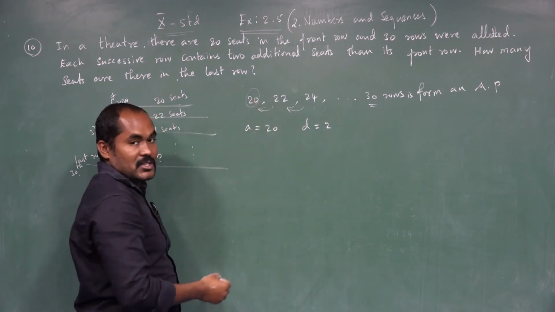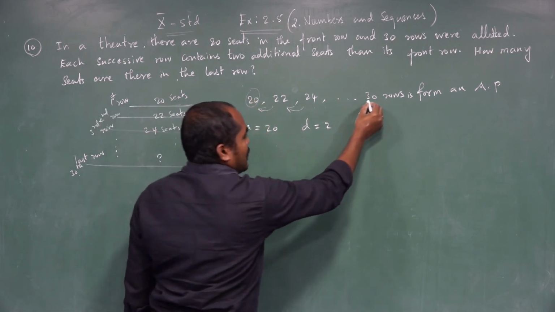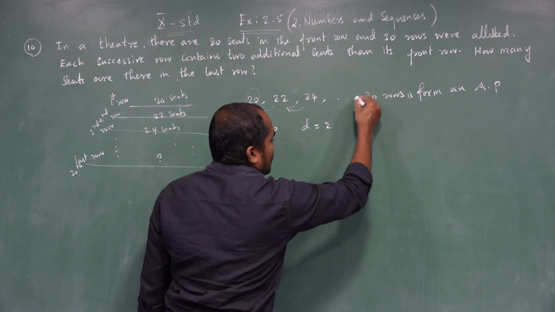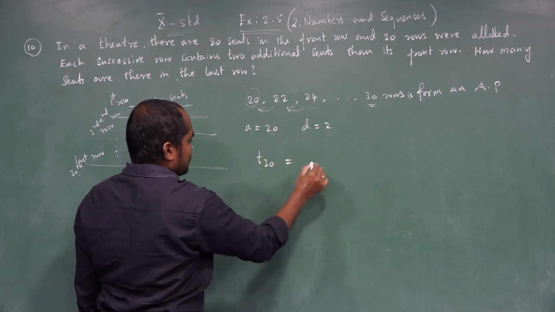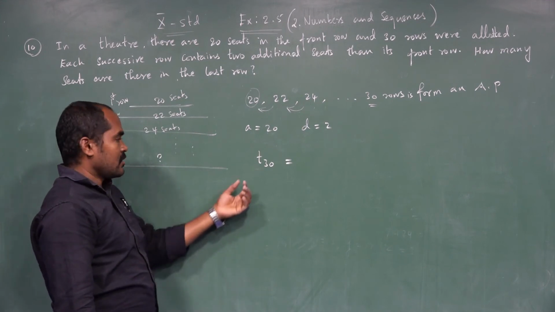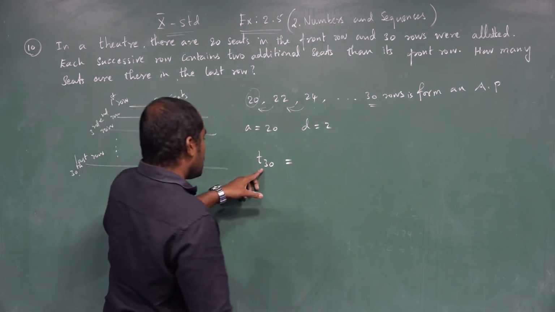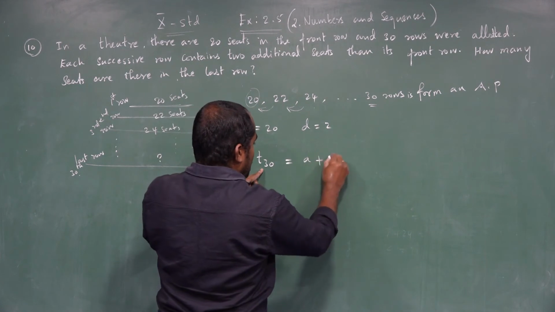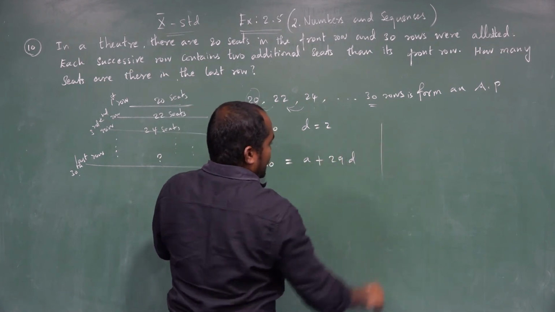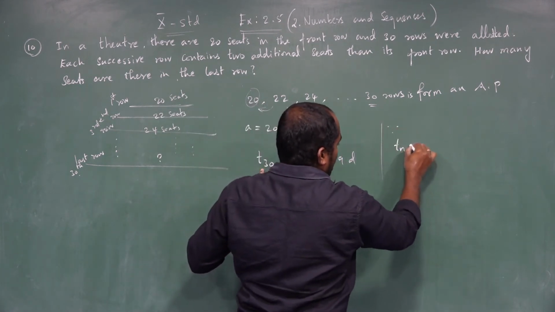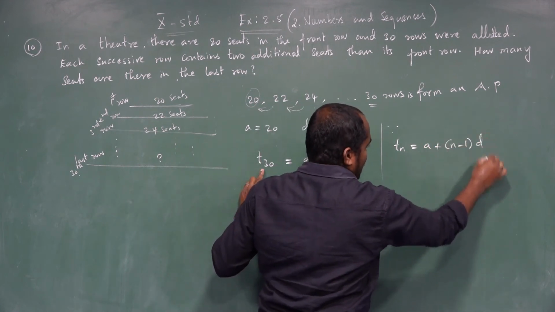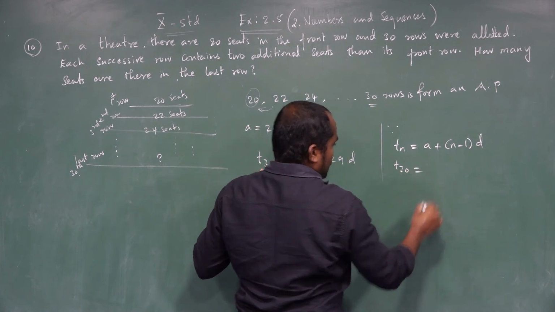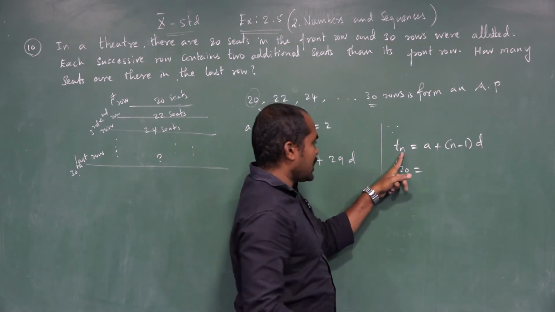22 minus 20 is 2. You want to find how many seats are in the 30th row, so we find T30. T30 means A plus 29D. You know the nth term formula: Tn equals A plus (n minus 1) into d. For T30, instead of n, write 30.